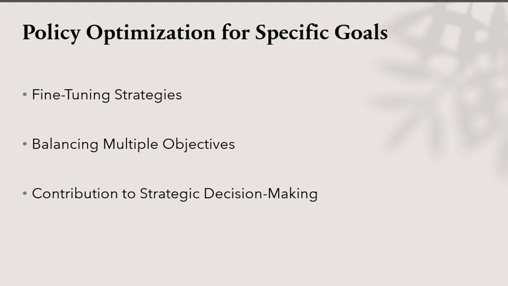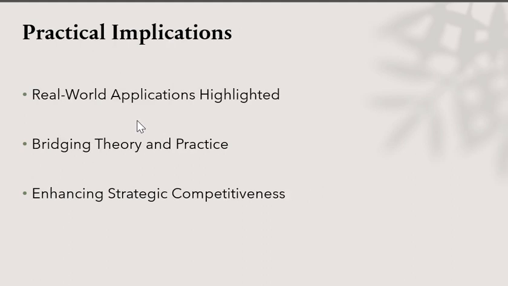This focused optimization contributes significantly to strategic decision making in competitive games, providing a framework for agents to achieve complex objectives without compromising on broader game ethics. Now, moving to the practical implications. The research highlights the framework's vast real-world applications, from designing more efficient market mechanisms to developing strategies for cooperative robotics.